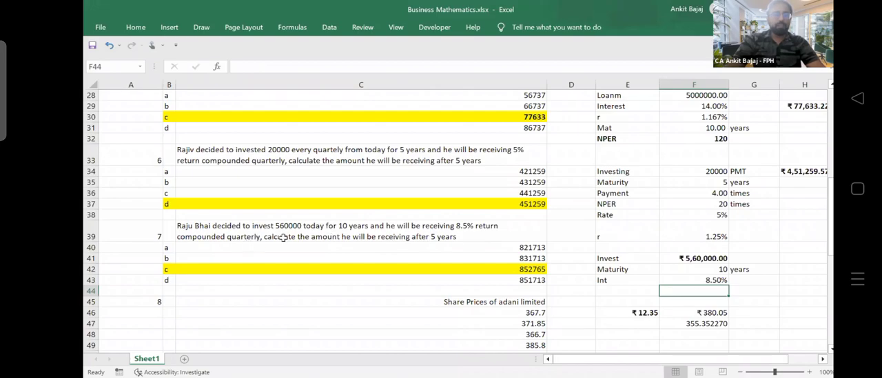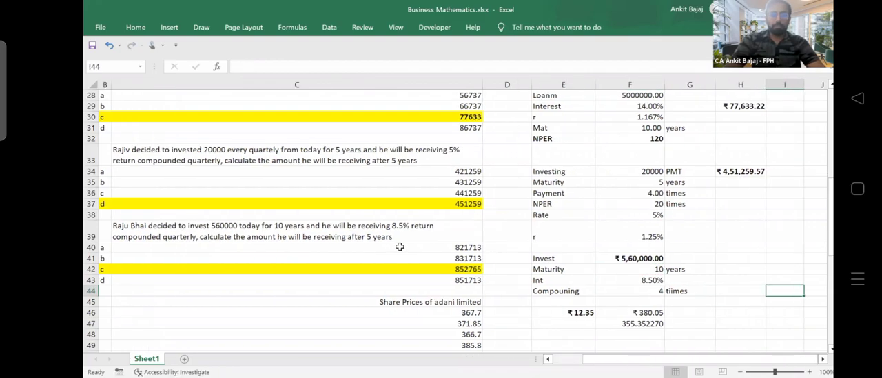8.5% is the interest rate, compounded quarterly. If I talk about compounding, how many times will compounding take place? Compounding will take place 4 times in a year. Now here, what we have to do is calculate.